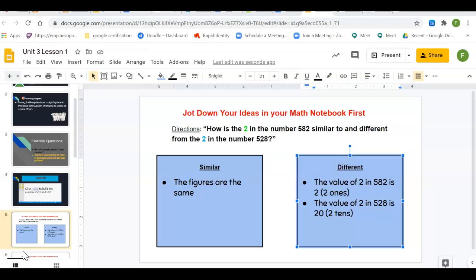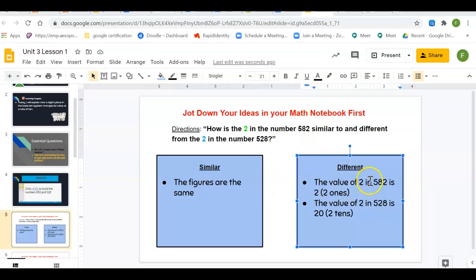Okay, so you've had an opportunity to jot down your ideas in your math notebook to help figure out how the 2 in the number 582 is similar to and different from the 2 in the number 528. Some of the things that you could write, and hopefully you were thinking of, is that they are similar in that the figures are the same. So the number 2 looks the same in both of these. And how are they different?